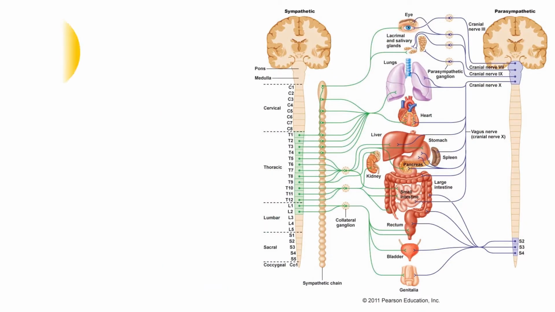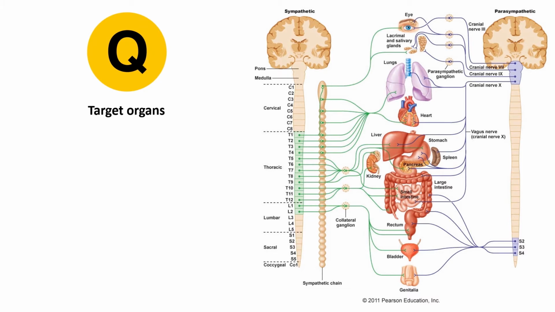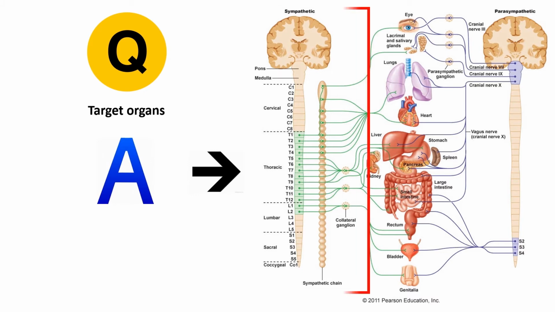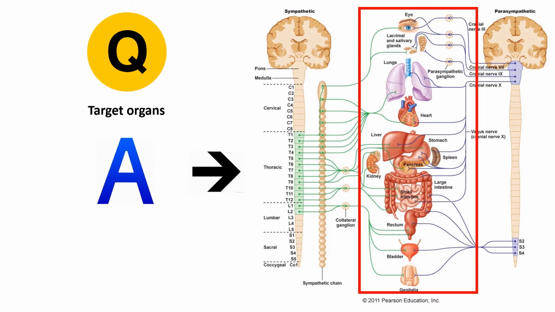What is the next question? What are the target organs? The answer is look into this rectangle. It is from head down. The iris, the ciliary body, salivary glands and lacrimal glands, lungs, heart, most of the parts of the gastrointestinal tract and the urinary tract.